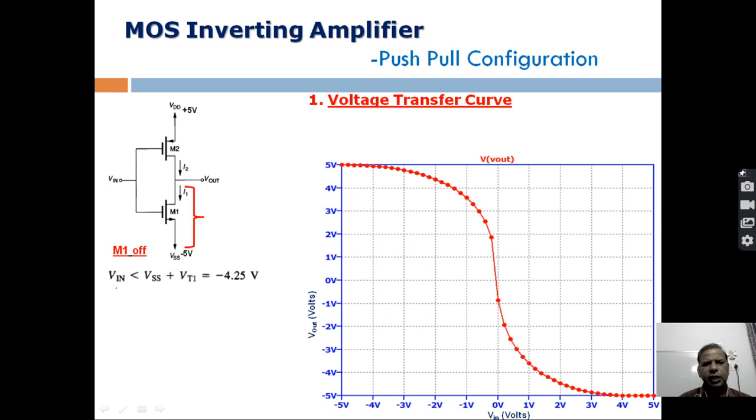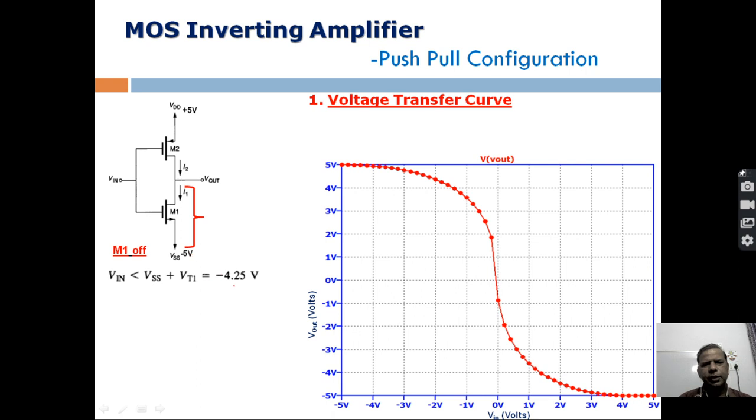If V in, the input voltage, is less than VSS plus Vt1, and in the present case VSS is minus 5 and Vt1 is 0.75, so we get minus 4.25 volt. So if the input voltage is less than this voltage, then the potential difference here, this gate source voltage, is not sufficient enough to force this device to go to the on state.